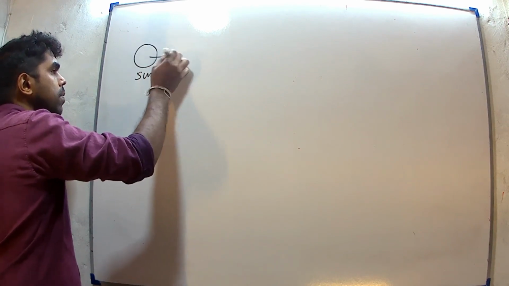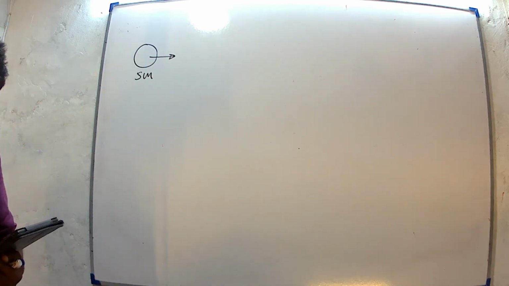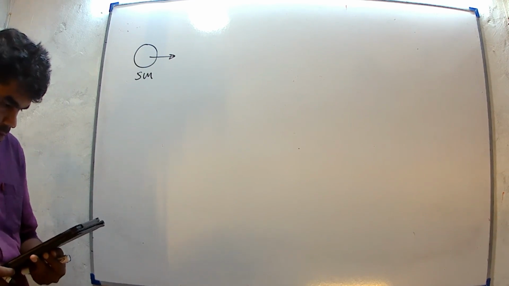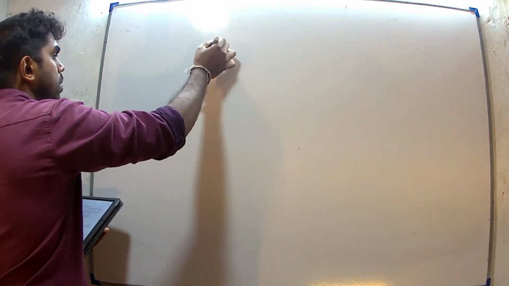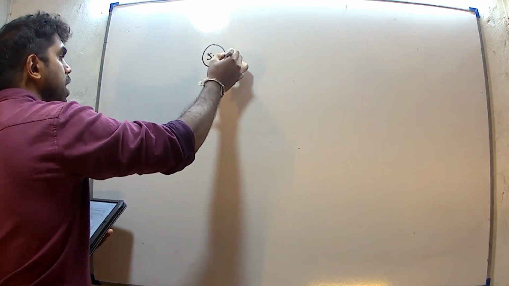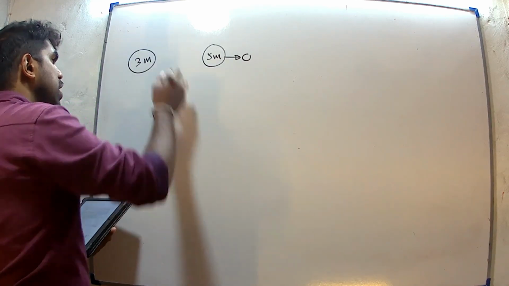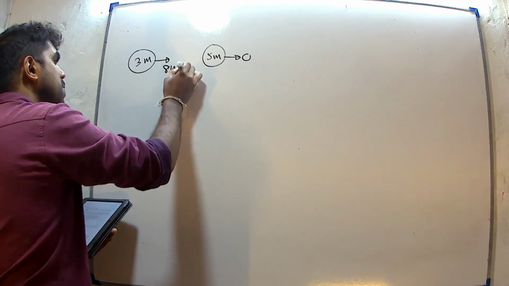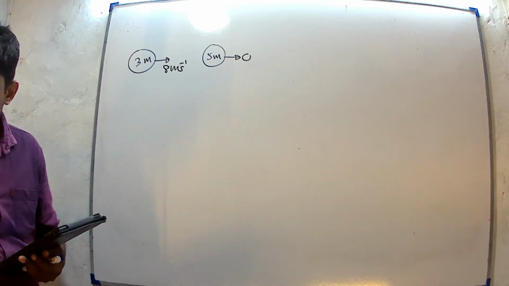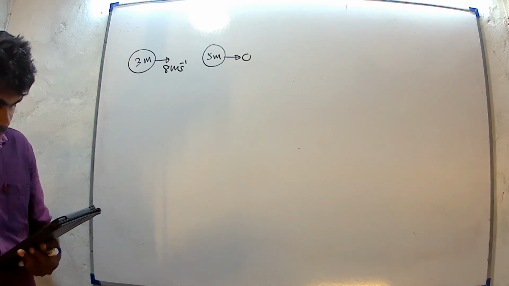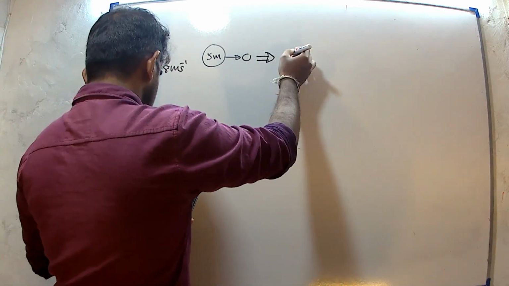I will consider the 5m mass, initial velocity 0. The 3m mass has initial velocity 8 meters per second. It is the before collision situation. And then colliding and couples.